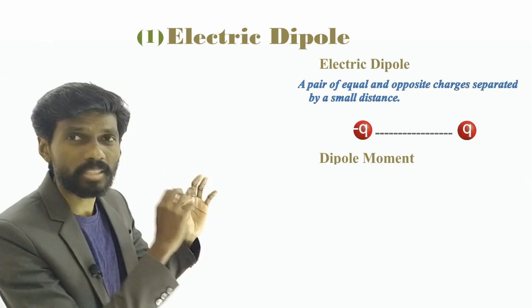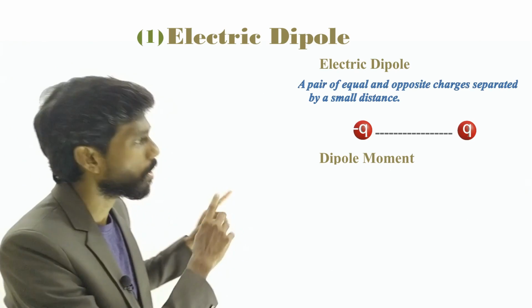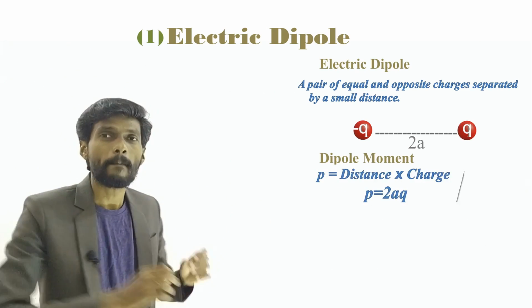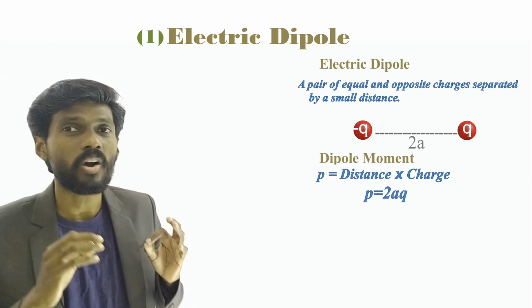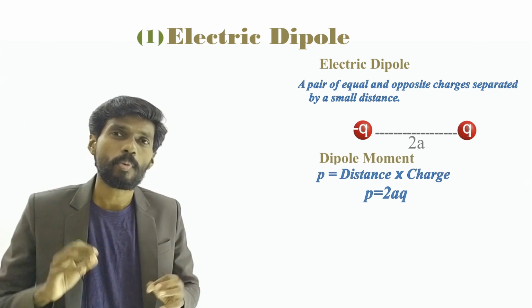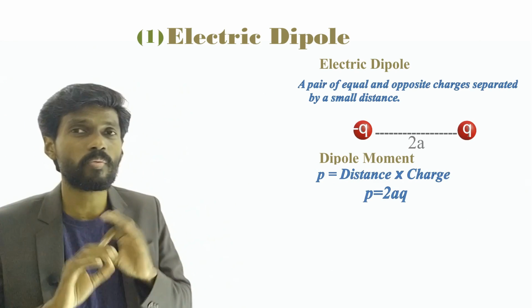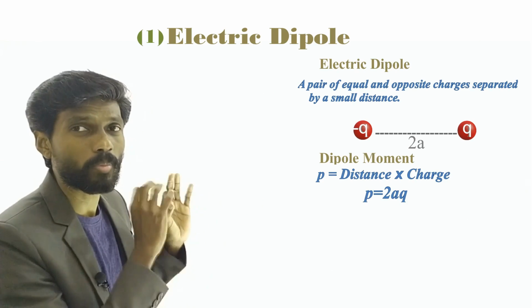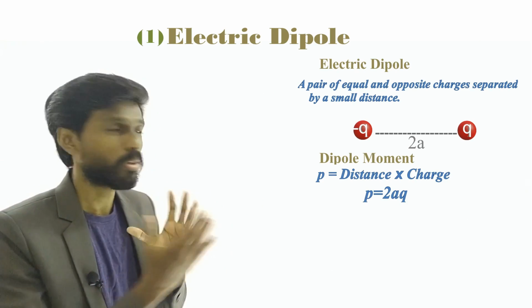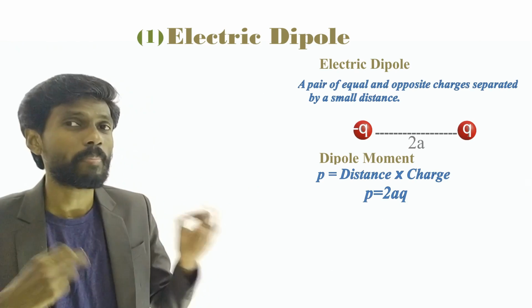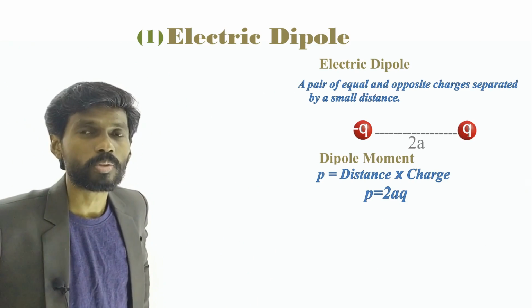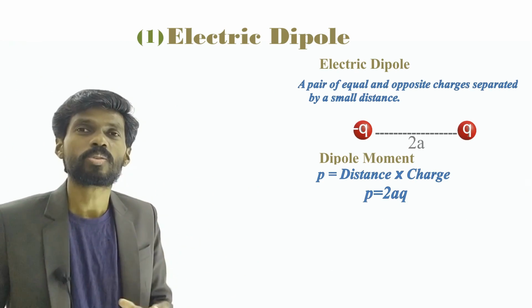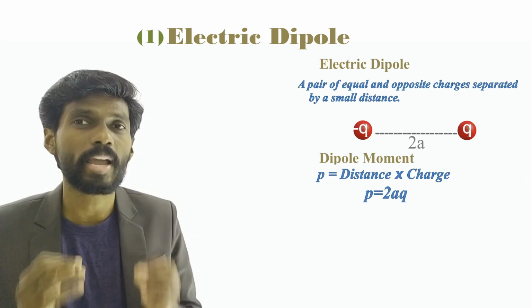Now the charge of the dipole multiplied by the distance between them, taken as 2a. 2a is the distance between the two charges of the dipole. This distance multiplied by the charge of the dipole is called the dipole moment. Dipole moment is a vector, not a scalar, but the magnitude of the dipole moment, denoted by P, is the distance between the two charges multiplied by the charge of the dipole. So here it is 2a multiplied by q. This value is called the magnitude of the dipole moment.